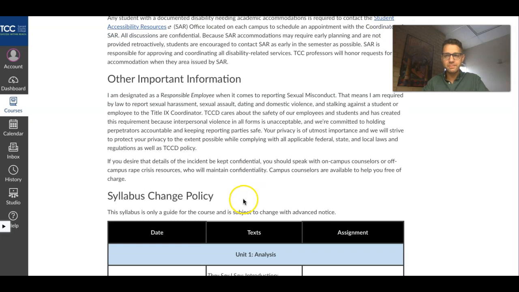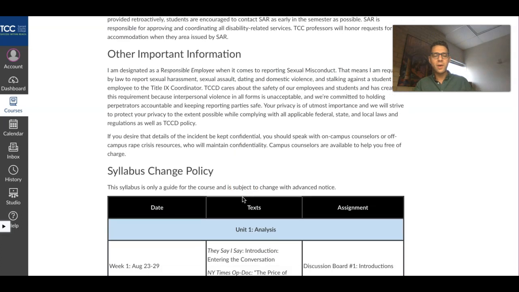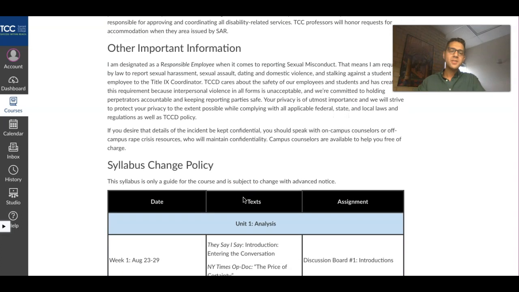Okay, so here's the syllabus. I'm going to go over this in class as well, so keep that in mind. So the syllabus change policy, I can change the syllabus because I can, right? Sometimes we start moving in a particular direction and it's not working, and that's just how it is.